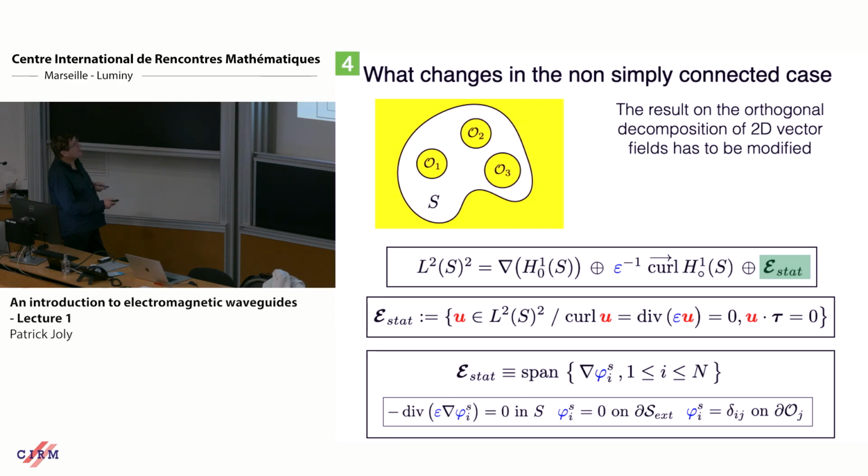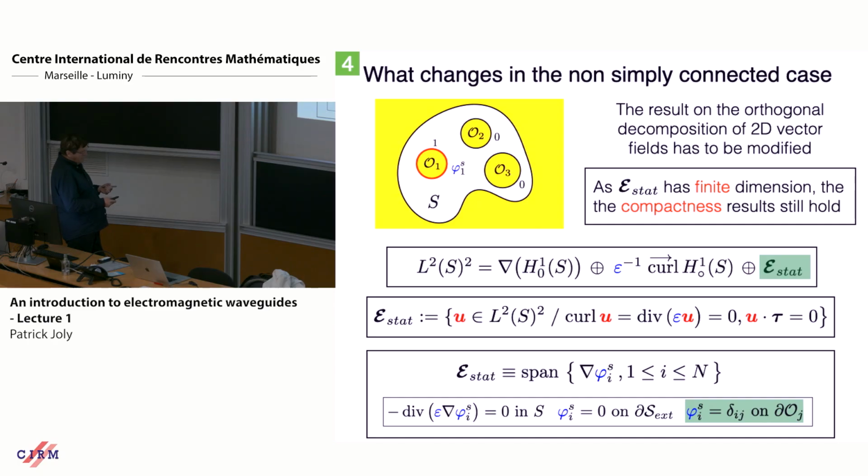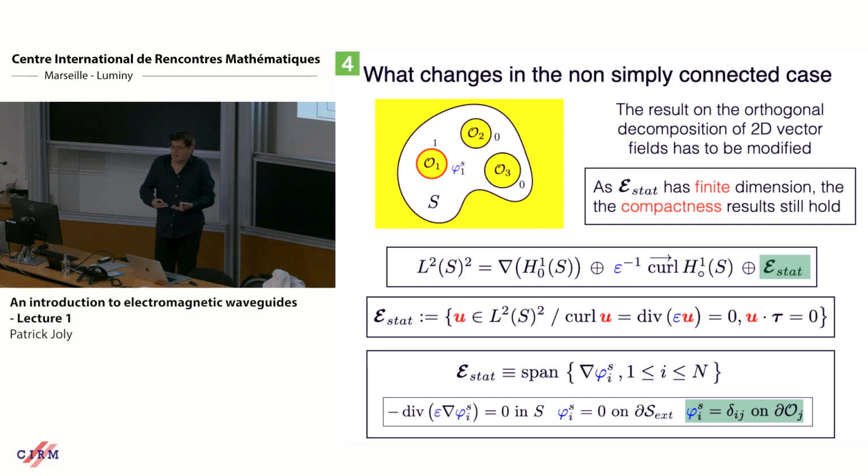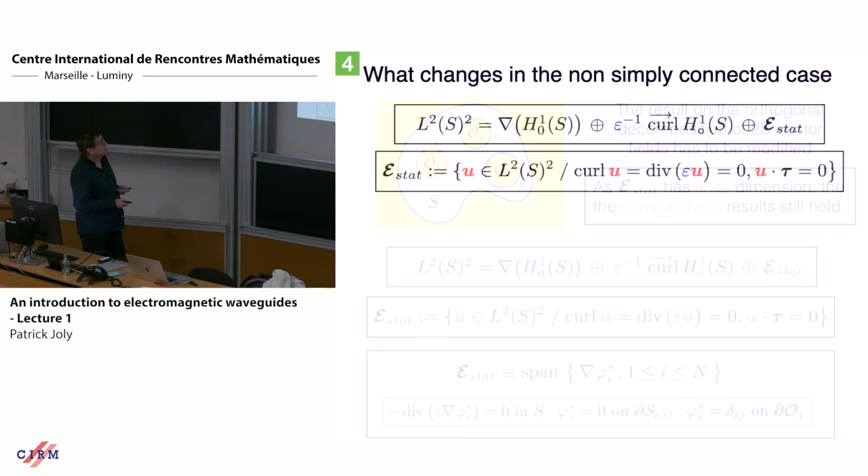For instance, for phi1, it means that you will ask phi1 to be 1 on the boundary of omega 1 and to be 0 on the other boundaries. Of course, you define a field which is not constant, so the gradient is not 0. The proof is not so difficult, but I will not give it. Concerning the compactness result that was at the basis of the theory, nothing changed, because this new space is finite dimensional. The compactness result is still true.